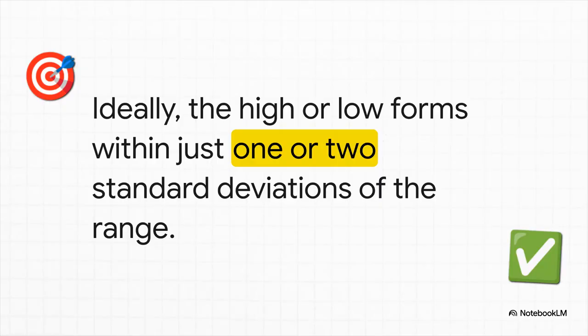Now, price can definitely stretch out to those 3rd or even 4th deviation levels, especially if there's some high-impact news, but the highest probability setups, the A-plus trades that ICT talks about, often happen much closer to home. Ideally, you want to see that high or low form within just 1 or 2 standard deviations of the original range.